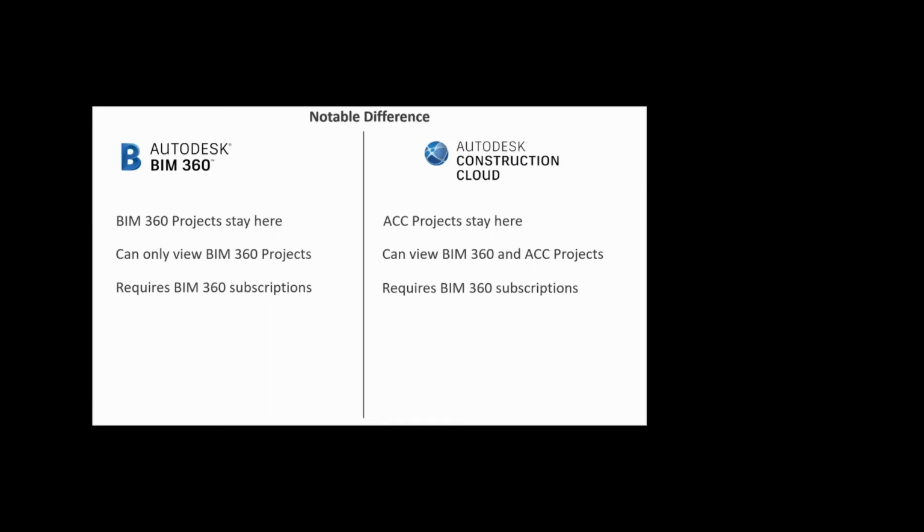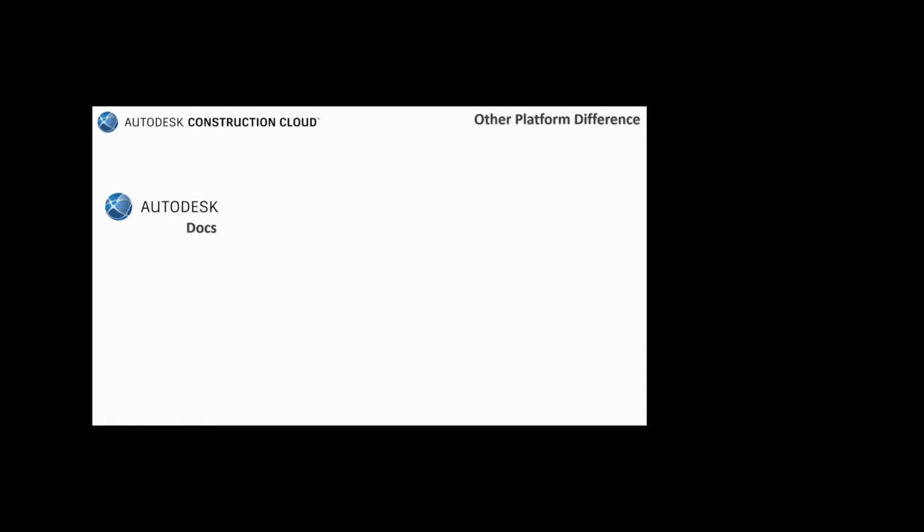So let's start talking about some of these products. Let's talk about Autodesk Docs. Autodesk Docs is similar to the BIM 360 Docs, but it has been improved upon. So features that have been improved is your document management service. This platform is now more interlinked into other services that will connect into the ACC platform.